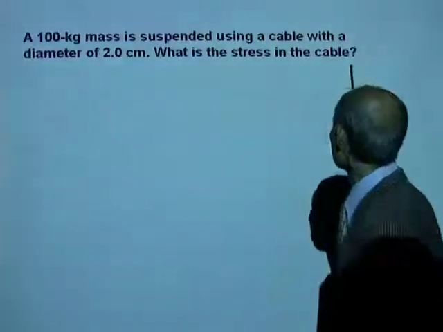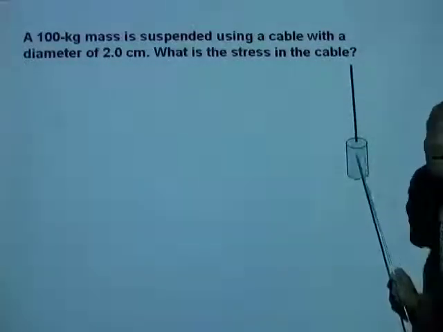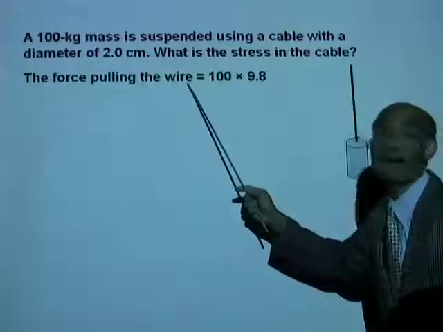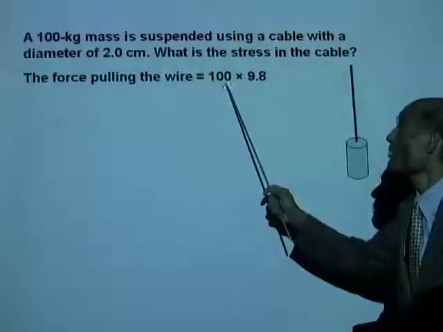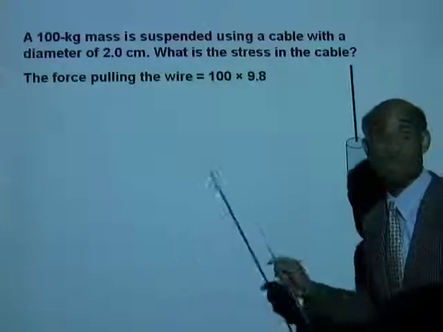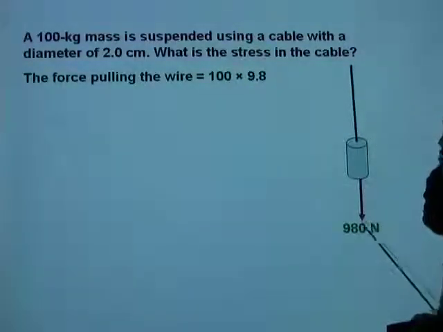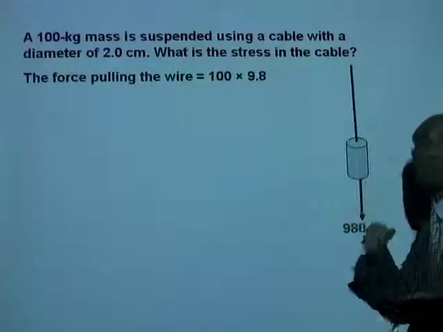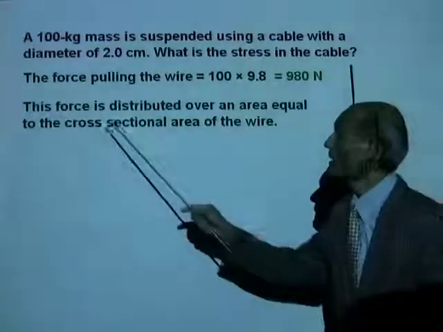Alright, so here's the cable, and here is the 100 kilogram mass hanging from it. What is the force pulling the wire? It is the mass multiplied by g, 100 kilogram times 9.8 meter per second squared. That will be 980 Newton. So this cable is now being pulled by a force of 980 Newton.